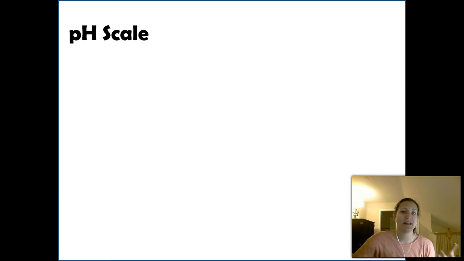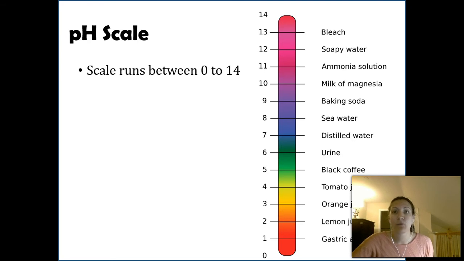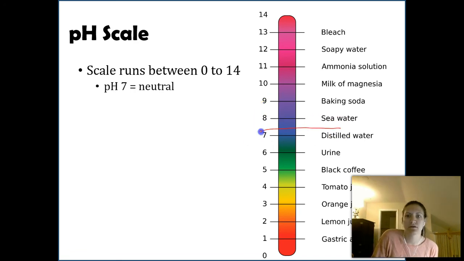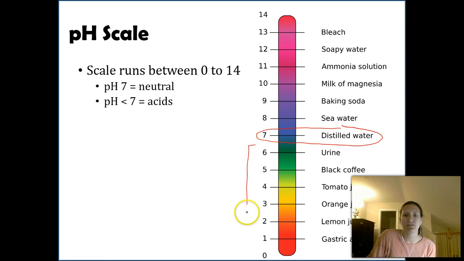I'm going to take a quick aside to talk about the pH scale. The pH scale is what determines how acidic or how basic something is. This scale runs from 0 to 14. So you could say something has a pH of 14 or a pH of 10 or a pH of 3, etc. At 7, 7 is neutral. 7 is your drinking water, for example. It's not an acid and it's not a base. It's somewhere right in the middle. If you have a pH less than 7, this is considered an acid.